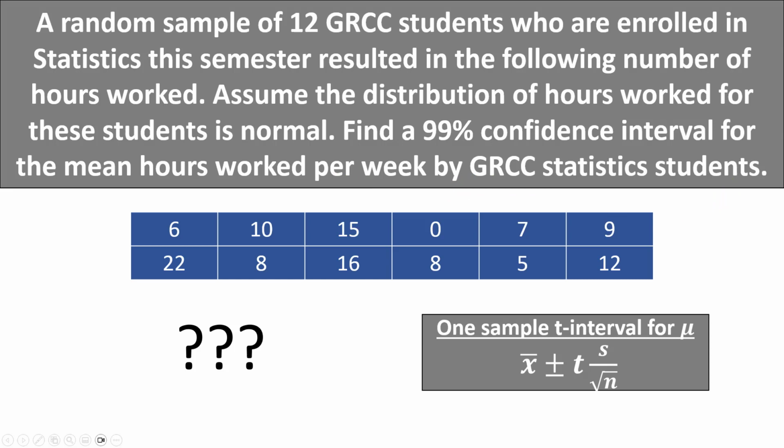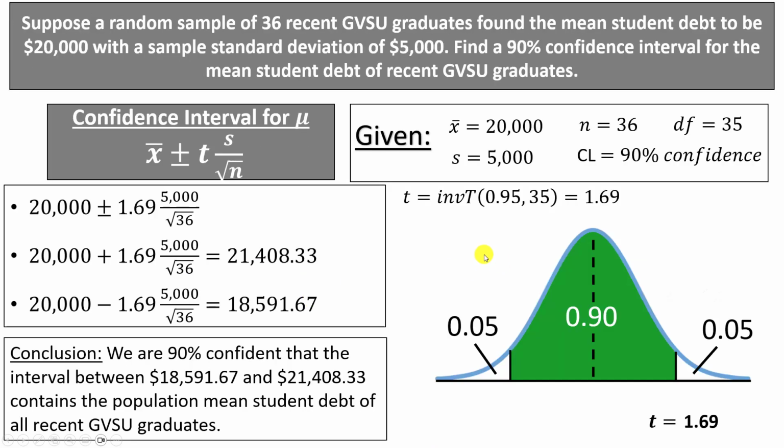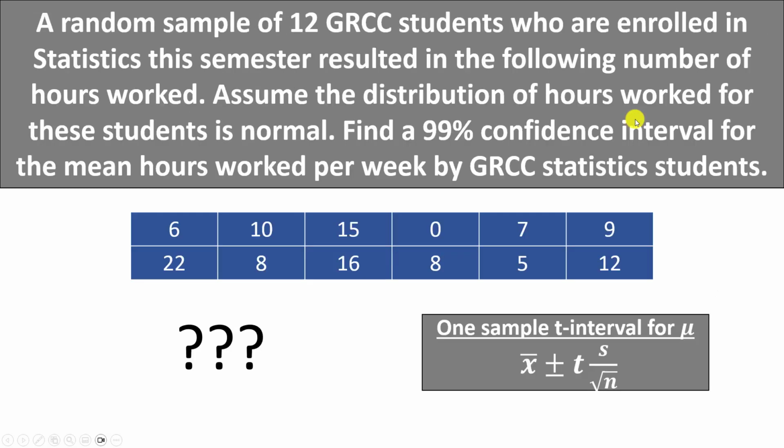Now, the difference in this case is you are actually given the data. Remember, in the last problem, we were not given the data. We were actually given the statistics, like the sample mean and the sample standard deviation and the sample size. In this case, we're actually given the raw data. So if that's the case, then you need to go to your calculator and calculate those statistics yourself. So I will do that with you, and then I will let you try the rest on your own.